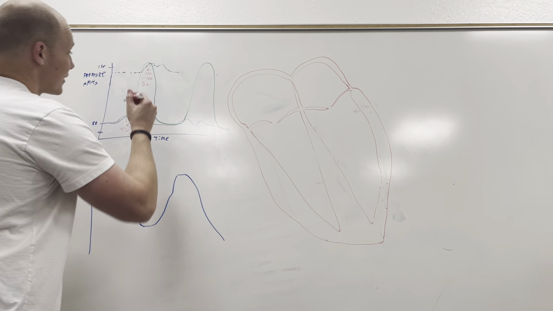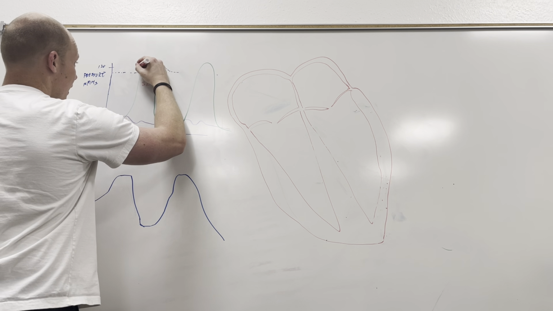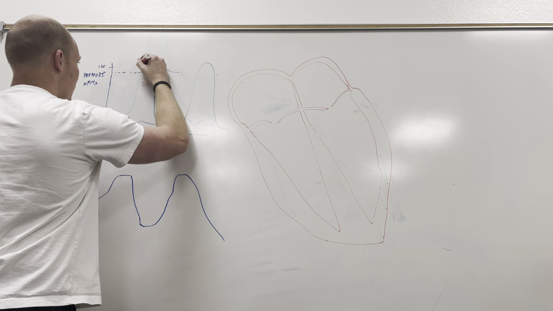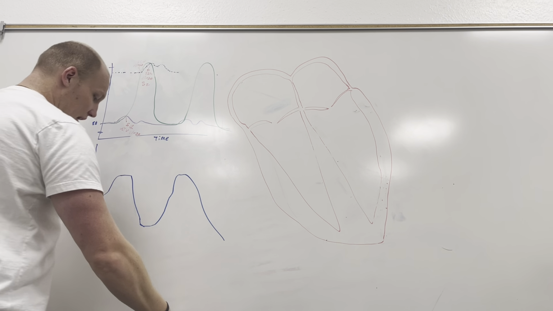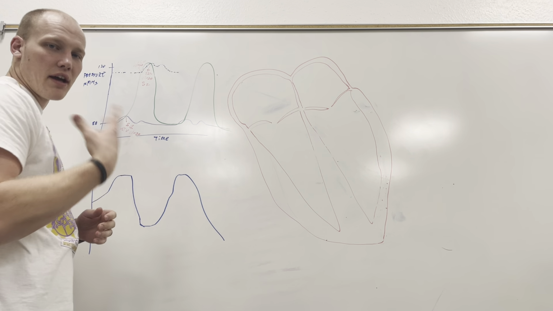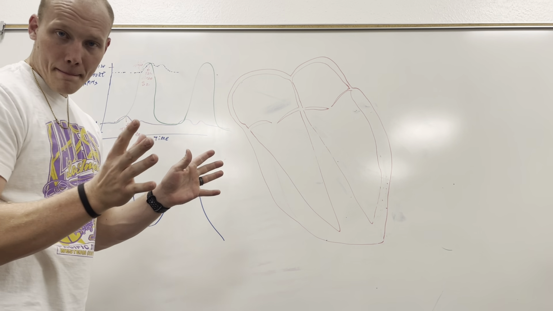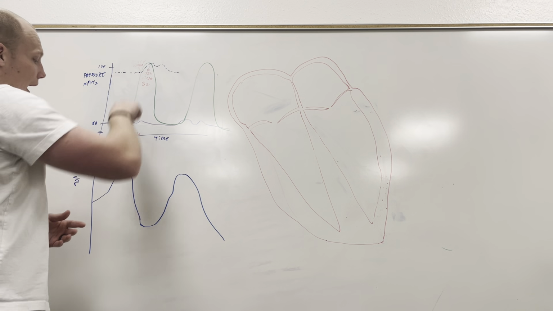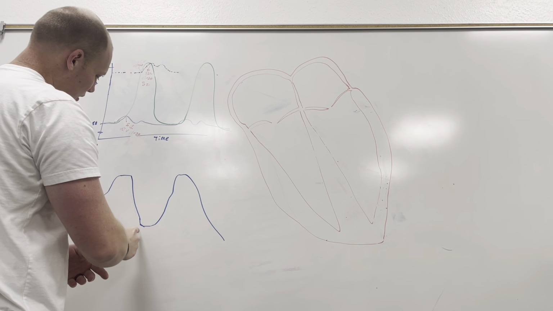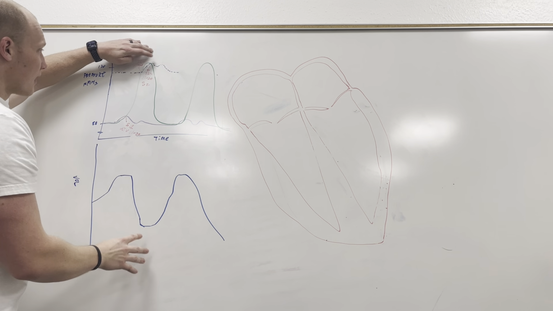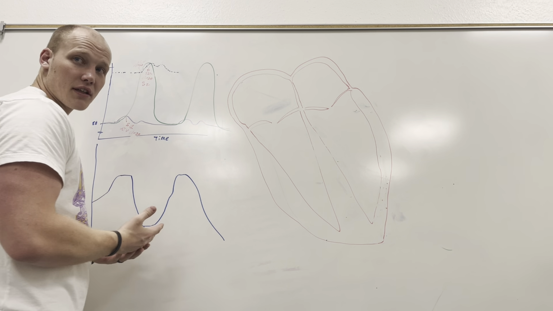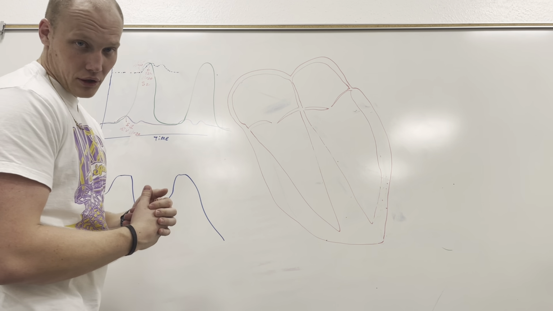because the semilunar valve is actually still closed. So here, the aortic semilunar valve opens. When the pressure inside the ventricle gets above the pressure in the aorta, that valve will open, allowing the blood to flow out. See, we see that flow out. And then when those pressures switch and the pressure inside the aorta gets higher than the pressure in the ventricle, that valve will close.